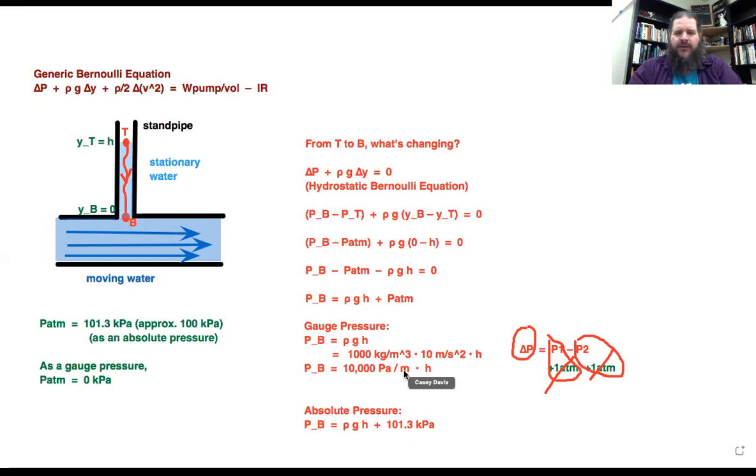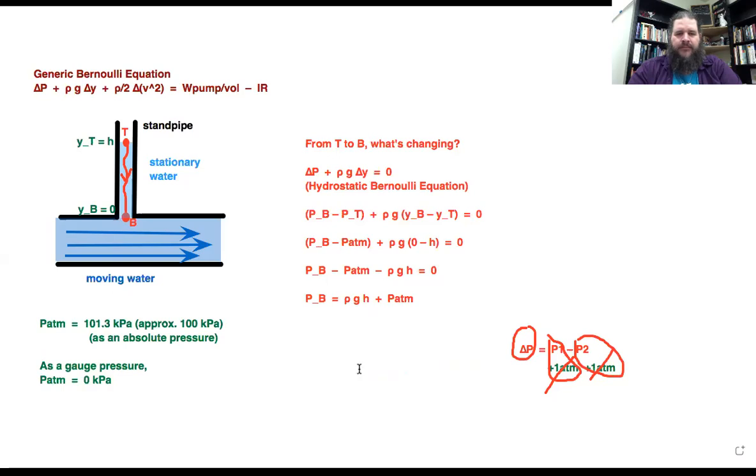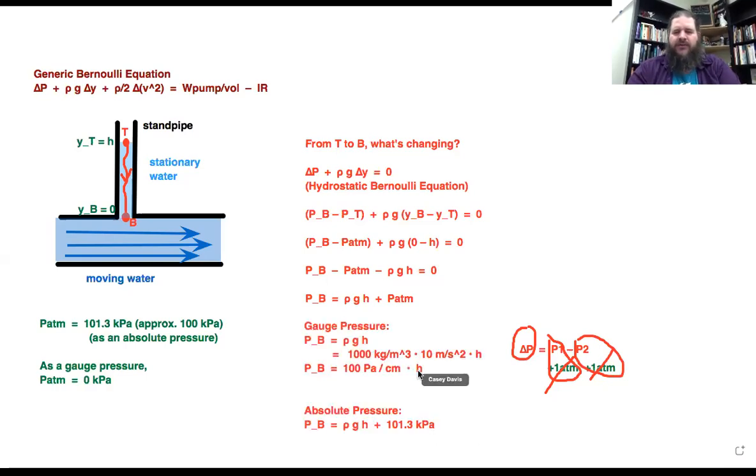So how would you convert between meters and centimeters? What's the conversion factor there? Meters to centimeters. There's 100 centimeters in 1 meter. Yeah, so if we divide out 100, we get 100 pascals per centimeter. So if you measure the height in centimeters, you can then just multiply that by 100 pascals. And that tells you the pressure at the bottom.